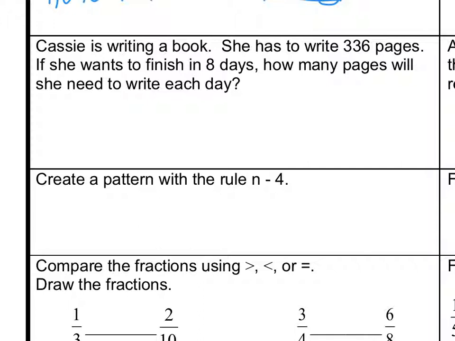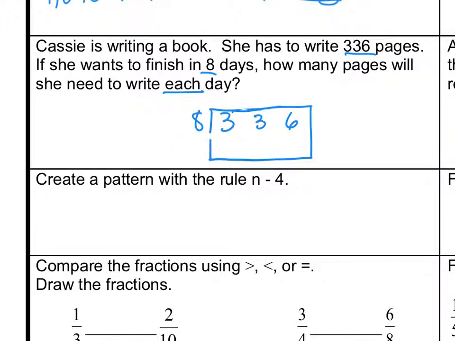Cassie is writing a book. She has to write 336 pages. If she wants to finish in 8 days, how many pages will she need to write each day? So we're going to divide this big project up into 8 days. And so I'm going to stretch that out like our new method into 336 pages. Here we go.